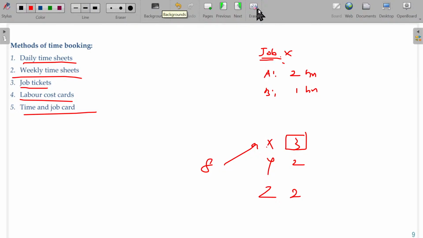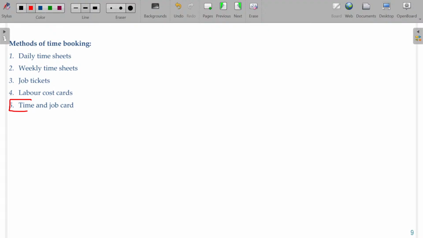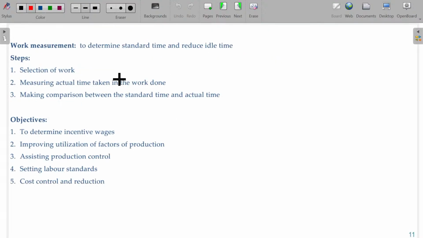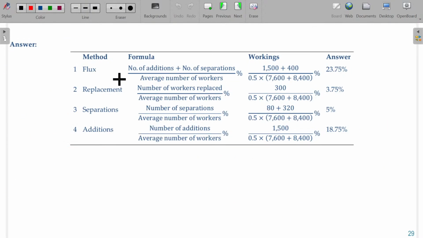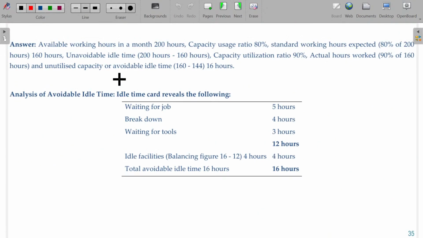And we may have the time and job card. How many hours are spent for every job will also be shown here. These are the time booking methods we have. Hope you will now be able to understand this one. Before we go for the final theory, we will now go with the next illustration.